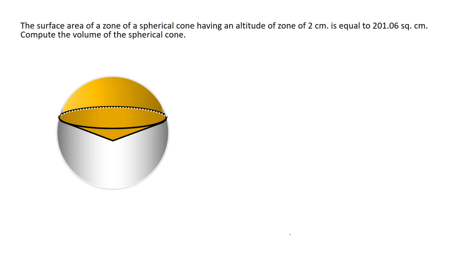Right, so the surface area of a zone of a spherical cone having an altitude of 2 centimeters is equal to 201.06 square centimeters. Compute the volume of the spherical cone. Sorry, a call cut in. So, compute the volume of the spherical cone. What is the volume of a spherical cone?